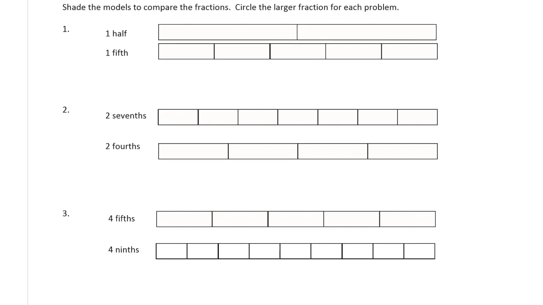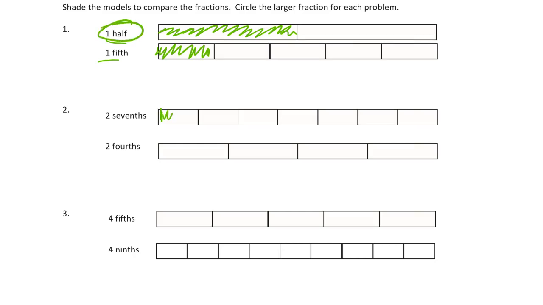And shade the models to compare the fractions. Circle the larger fraction for each problem. So here we have halves and fifths compared to each other, and it's just one of each. So here's one half. I'm going to shade that in. And there's 1/5. And I'm circling the larger fraction. That's the half.